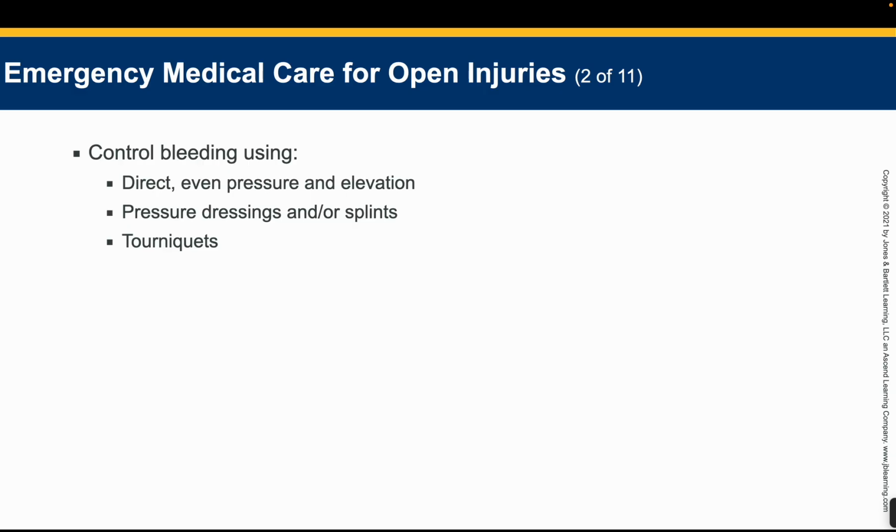When it comes to controlling bleeding, you want to start simple and escalate as needed. Begin with direct, steady pressure. That's your first and most effective intervention. Elevation can also help in some cases. If bleeding continues, you can move to a pressure dressing or even use a splint to help maintain that pressure. And if it's still not controlled or if the bleeding is severe, that's when you move to a tourniquet. So think of it as a progression. Start basic, reassess, and step up the interventions if needed. The goal's always the same. Stop the bleeding as quickly as possible.